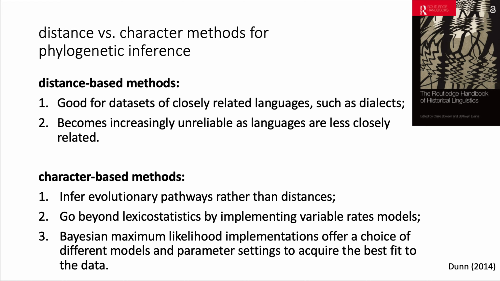They go beyond lexicostatistics by implementing variable rates models. So we do not have to hold on to the idea that there is one fixed rate of language change. Oftentimes, these character-based models are implemented using Bayesian methods. And Bayesian maximum likelihood implementations offer a choice of different models and parameter settings to acquire the best fit to the data.